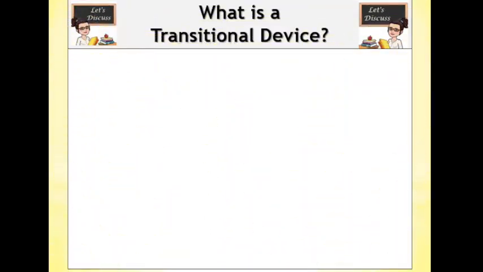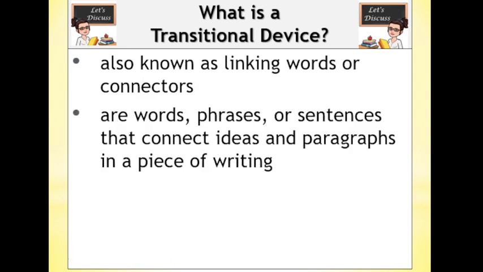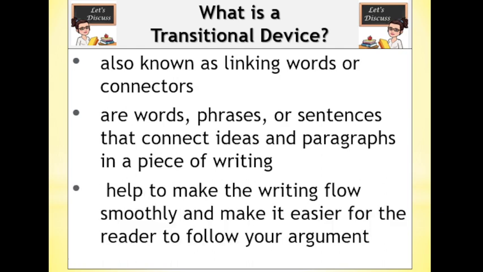So what is a transitional device? Transitional device is also known as linking words or connectors. These are words or phrases or sentences that connect ideas and paragraphs in a piece of writing. And of course, it helps us to make the writing flow smoothly and make it easier for the reader to follow your argument. It is important that we use transitional devices because it helps us organize our thoughts and ideas. And they can also help us to create a more sophisticated and cohesive piece of writing.